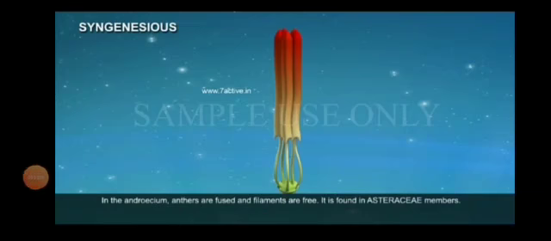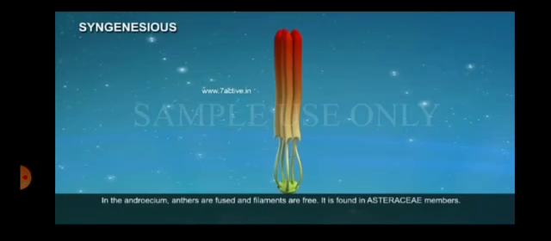Now we are moving with the second type of cohesion of stamen. So the second type is syngenesis. What is syngenesis? In this type, the androecium, the anthers are fused but the filaments are free. But in the previous, what you have seen? We have seen the filaments are fused but the anthers were free. But in this condition, what is going on? In syngenesis condition, our anthers are fused but the filaments are free.